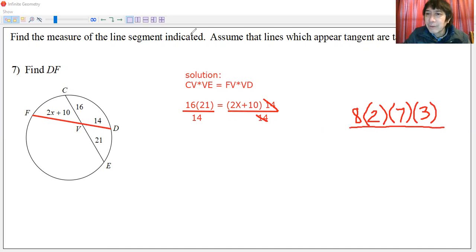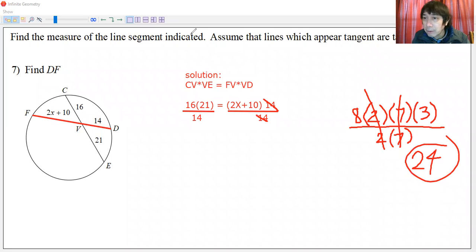So that takes care of the 16 and 21. How about the divisor 14? The divisor 14 is 2 times 7. You can see the 2 cancels out and the 7 cancels out. Remaining numbers are 8 and 3, which means 24. So the left side of the equation now will just be 24. This will continue with 24 is equal to 2x plus 10.